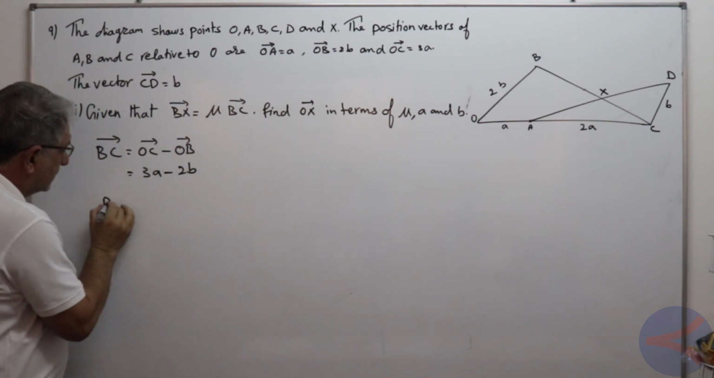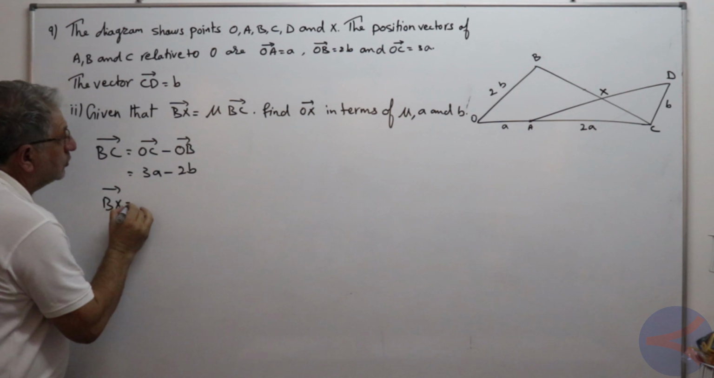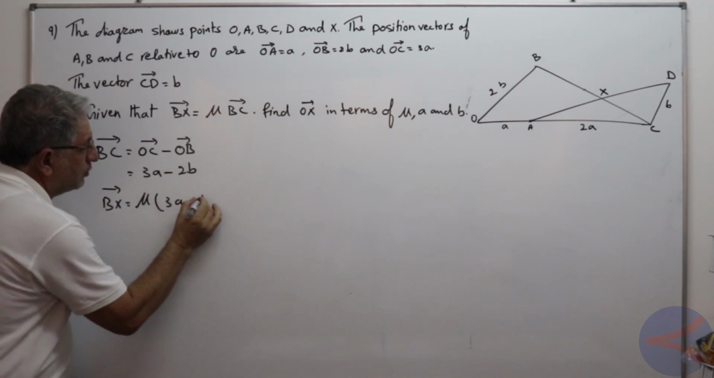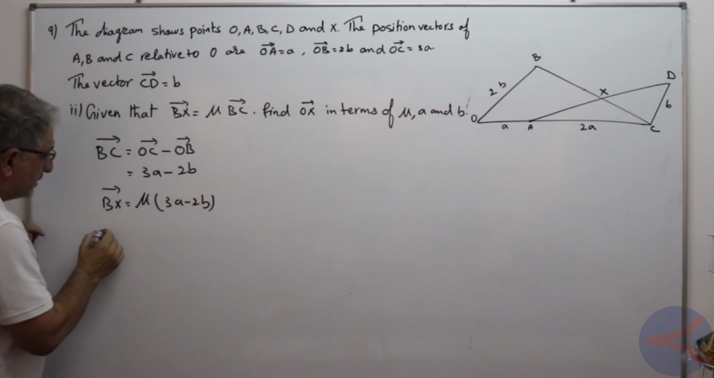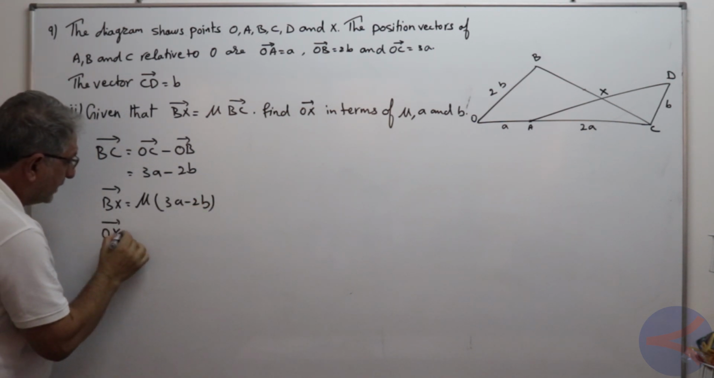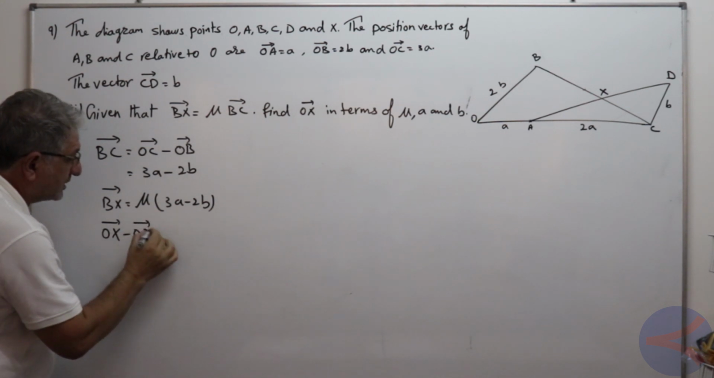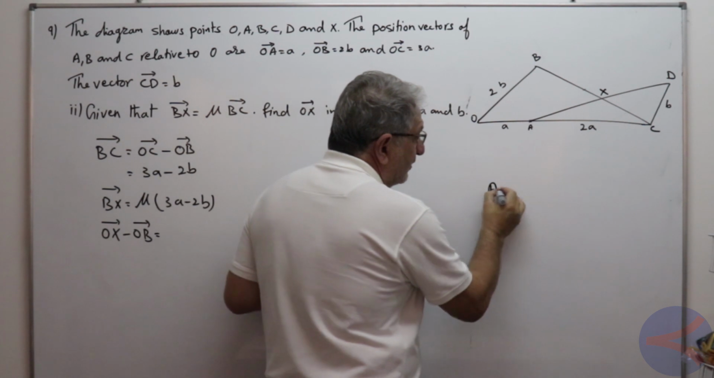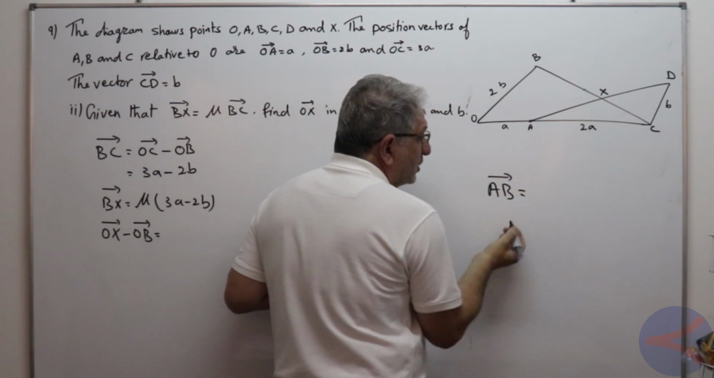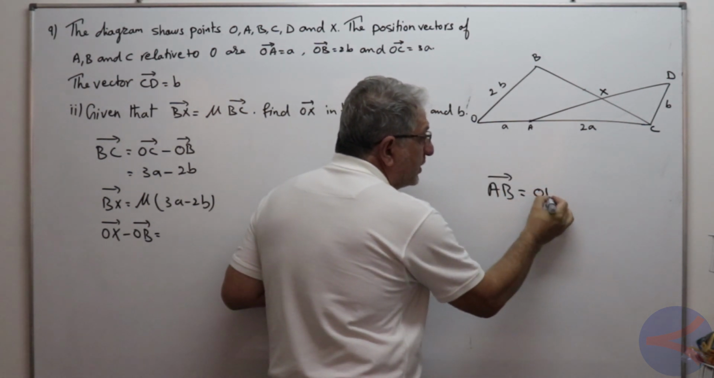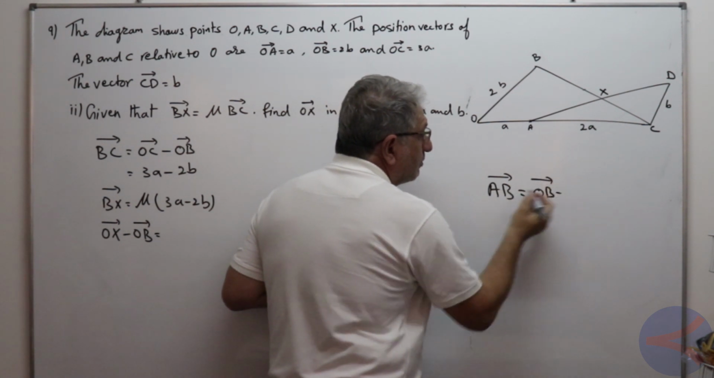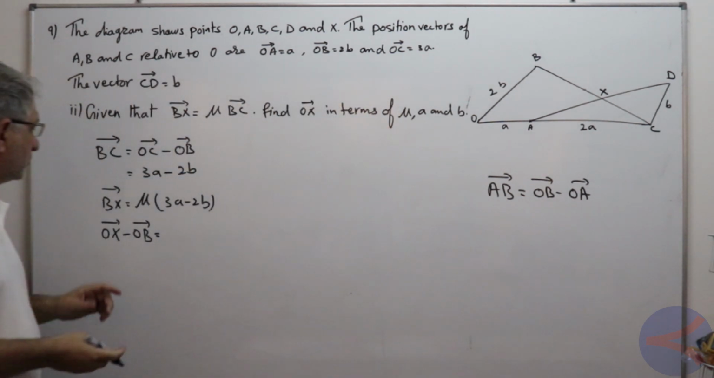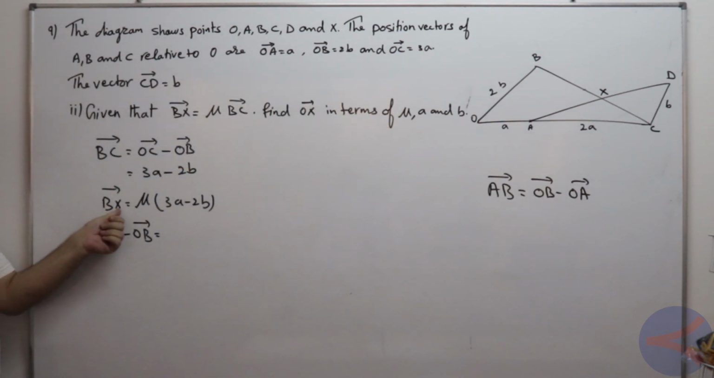Now, BX is equal to mu times of this. Therefore, mu times 3A minus 2B. What is BX? BX is OX minus OB. End point minus the starting point. It's very important. Again, I will explain again. Whatever vector you are having, you can write this as an end point minus a starting point. That's what I'm using always. You can see here also, I'm using the same thing.